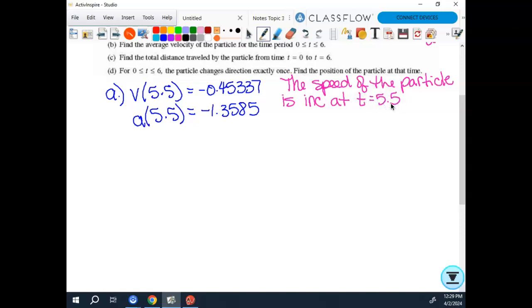Do we have units on here? We do not. So at t equals 5.5, because v of 5.5 and a of 5.5 are both negative. Or you could say v of 5.5 is less than 0 and a of 5.5 is less than 0. I mean, that would be okay too, but.